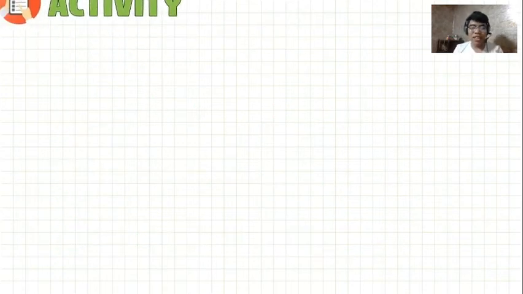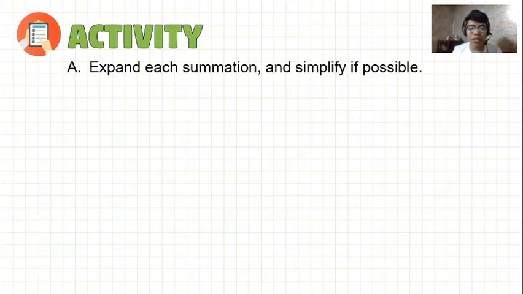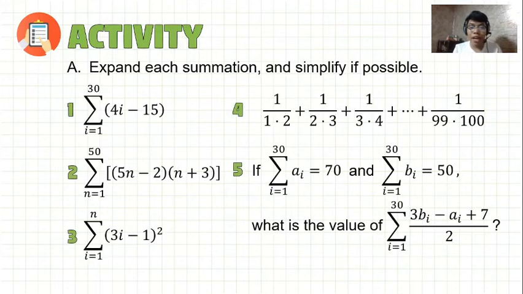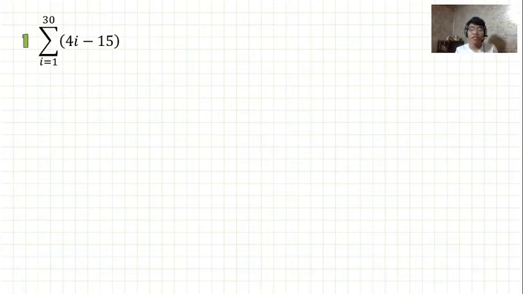Okay? Now suppose we have this activity. What we're going to do is expand each summation and simplify if possible. So we have here 5 problems. Okay, so let's try problem number 1. We have here the summation of the quantity 4i minus 15, where i is from 1 to 30.